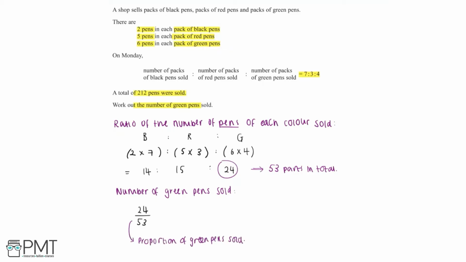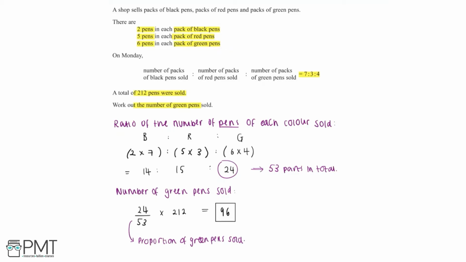Now this proportion is out of the total number of pens sold, and so to find the number of green pens sold, we'd do 24 out of 53 multiplied by the total of 212 in order to give us an answer of 96. And so we've now found that the number of green pens sold is equal to 96.